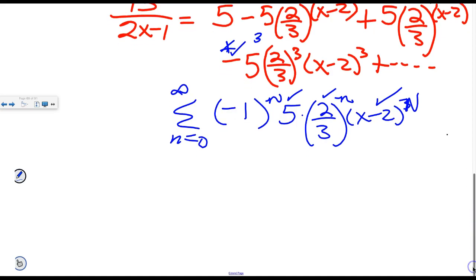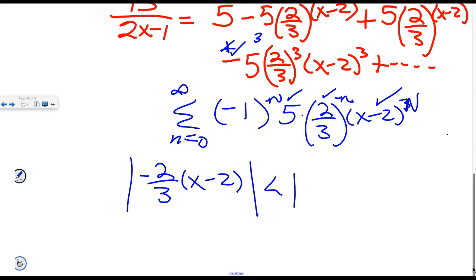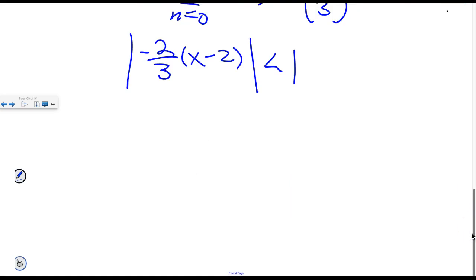Because it's geometric, the absolute value of my common ratio, which was -2/3 times x minus 2, right? Was that my common ratio? It has to be less than 1 for a geometric series. If we can go geometric, we don't need to go ratio test. The -2/3 pops out as a +2/3.